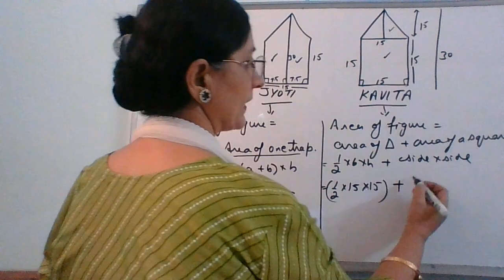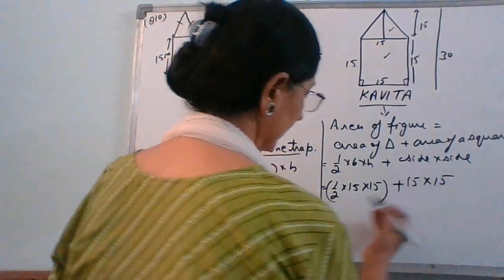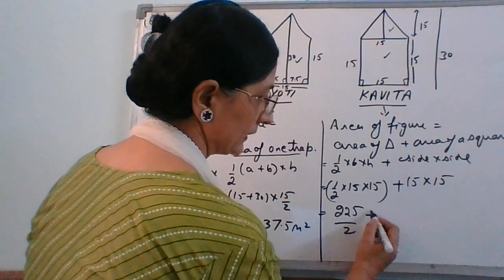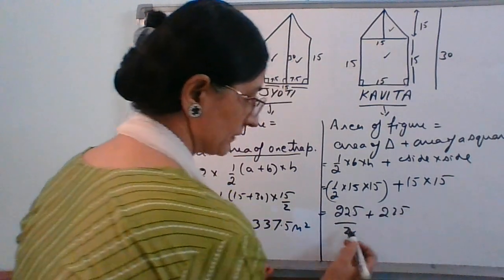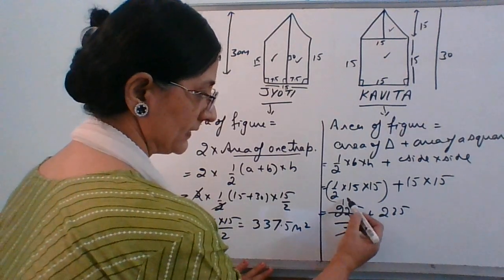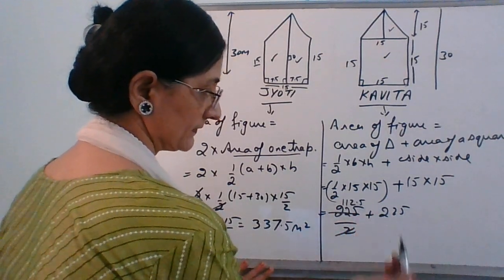Now side of the square is 15, 15 into 15. So here it's 15, 15 size 225. We can divide by 2, 225. इसको आप cutting कर सकते हो या LCM ले सकते हो, cut कर दो, no problem in that. 2 1s are 2, 2 1s are 2, 2 2s are 4 and 2 5s are 10.